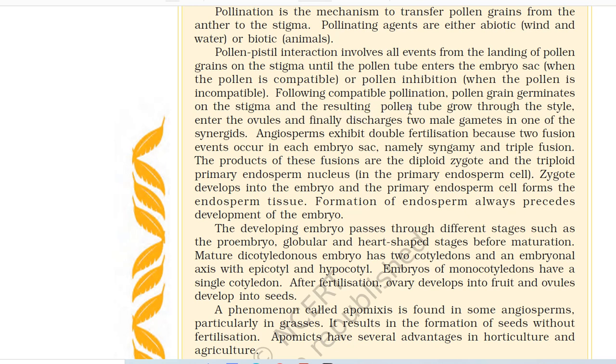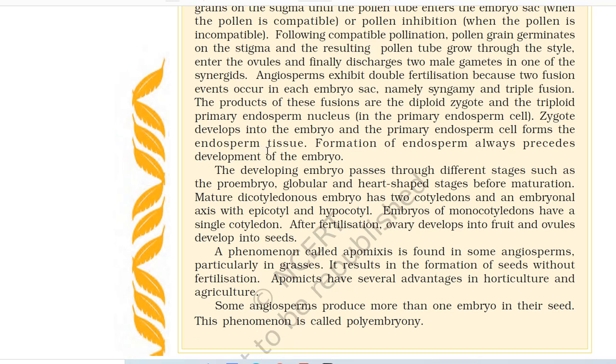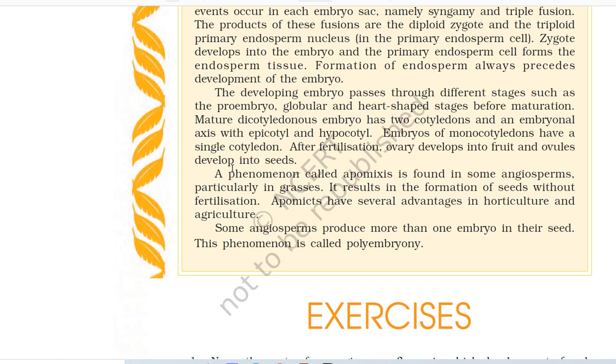Following compatible pollination, pollen grains germinate on the stigma and the resulting pollen tube grows through the style, enters the ovules and finally discharges two male gametes in one of the synergids. Angiosperms exhibit double fertilization because two fusion events occur in each embryo sac, namely syngamy and triple fusion. The products of these fusions are the diploid zygote and the triploid primary endosperm nucleus. Zygote develops into the embryo and the primary endosperm cell forms the endosperm tissue. Formation of endosperm always precedes development of the embryo.